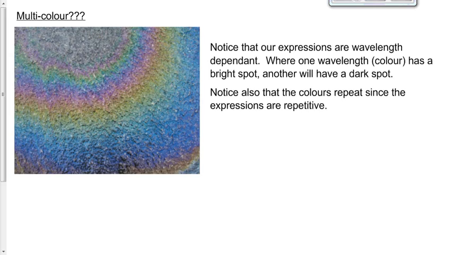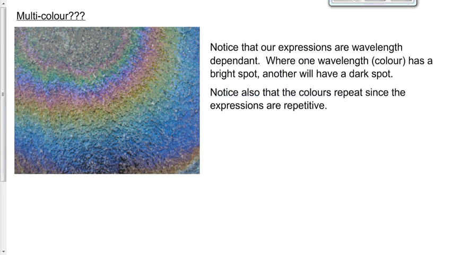Okay, so again, notice something that we've kind of glossed over. We were trying to explain this cool rainbow pattern you see, but we kind of just talked about bright and dark spots. Well, the cool thing here is that we actually do have wavelength dependence. Just because one wavelength will be dark, another one's going to be bright, or vice versa.